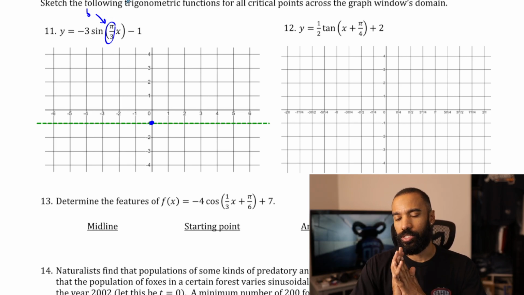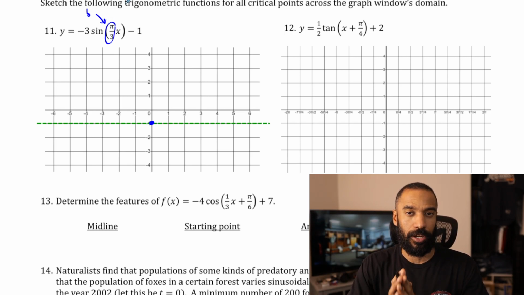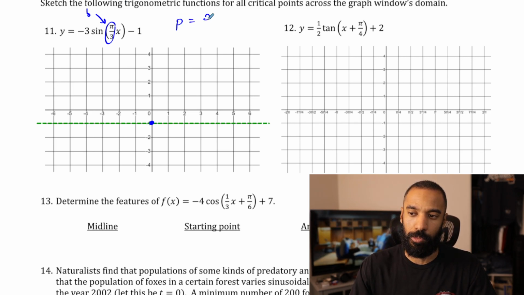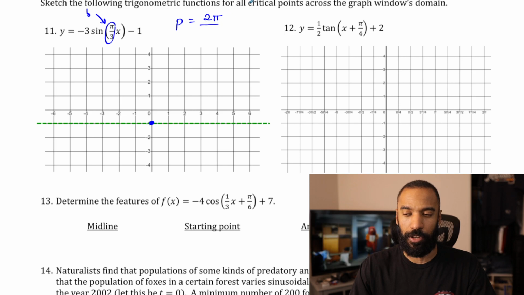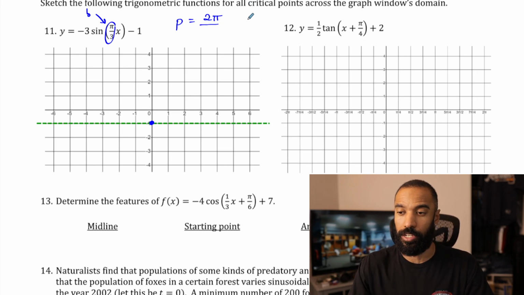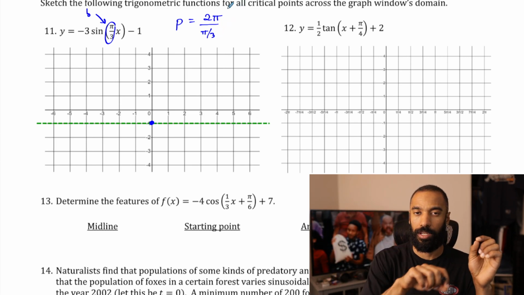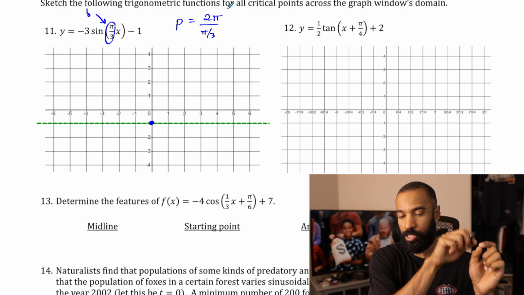Now, what we want to do is use our frequency to determine the graph's period. The period for a sine or cosine graph by default is 2 pi. But if you divide it by the frequency, how many times it occurs within a 2 pi range, pi over 3, you will get the actual period, how long it takes for the graph to complete a full cycle of its oscillation before it repeats again.